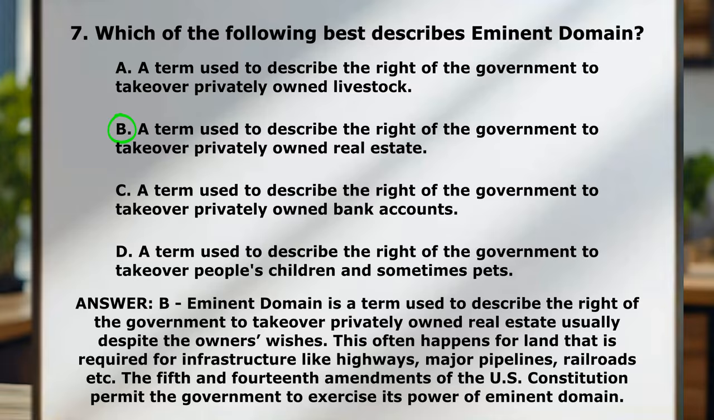And so this question sometimes will be a little bit trickier. They'll use a term used to describe the right of the government to take over privately owned personal property. Or it might be a little bit trickier. Just make sure you pick the right answer. If the answers are written a little bit more tricky like that, just make sure you pick the best answer, which is to take over privately owned real estate.